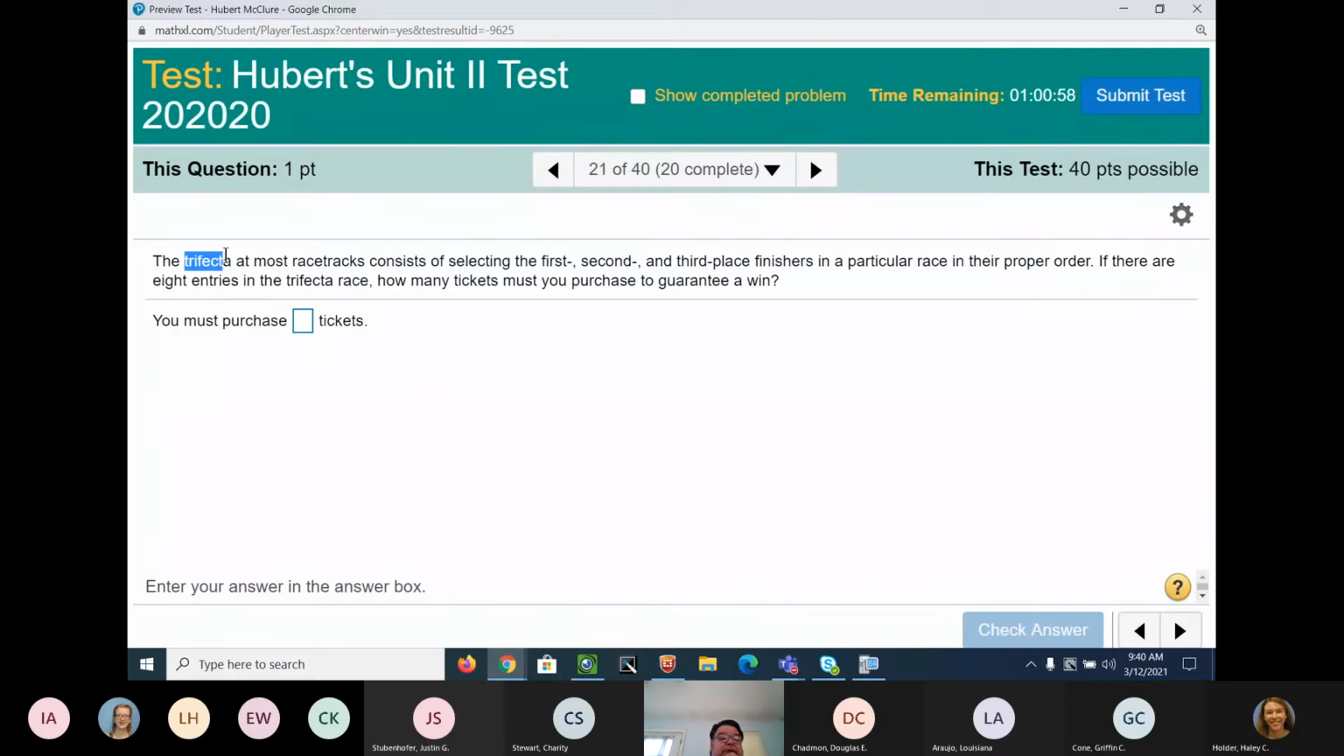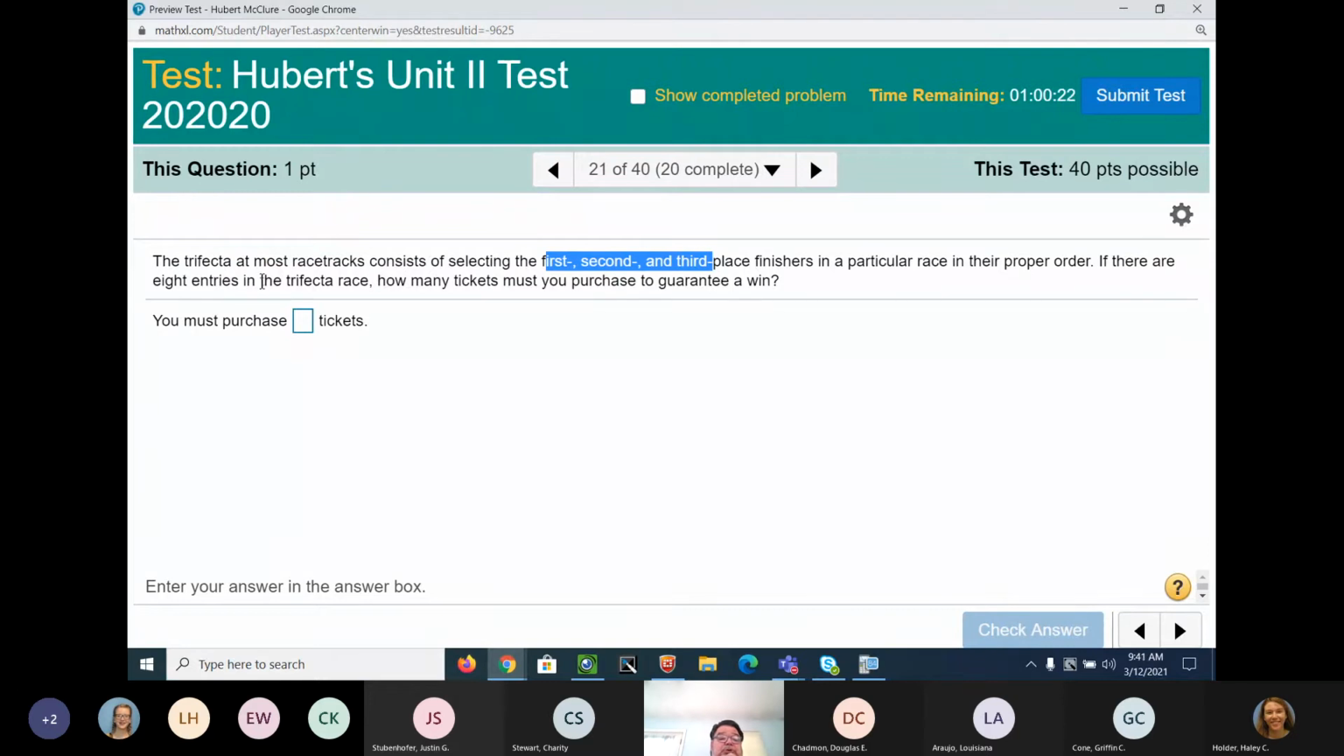There's our word, trifecta. When you see the word trifecta, that indicates what? I told y'all this in your notes. Trifecta. What does that 3 indicate? The first what? First, second, third, which indicates what? Order. Says it right there.